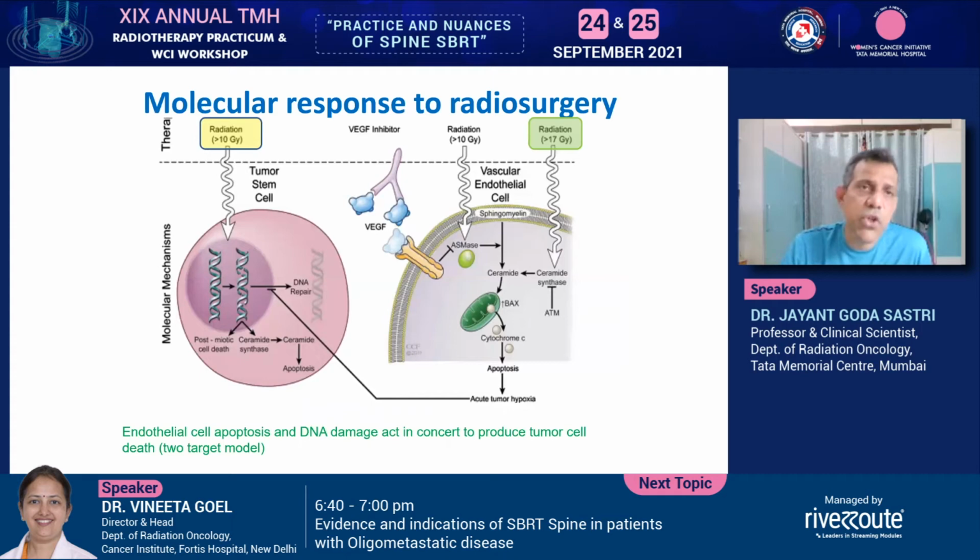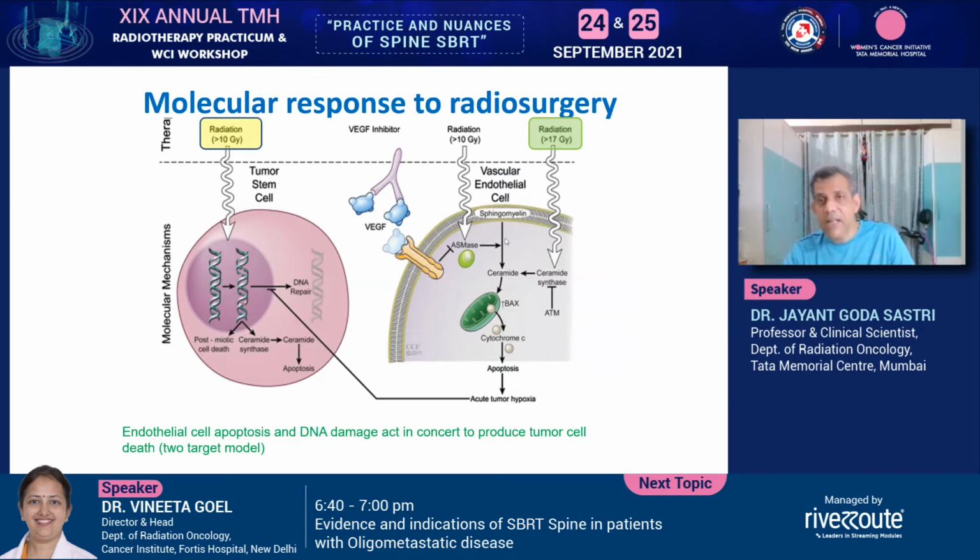So this is a cartoon which shows the molecular response to radiosurgery. On the left-hand side panel is the tumor stem cells. When we are giving radiation doses beyond 10 gray, there is a double-stranded DNA break, resulting in post-mitotic cell death, or also increased ceramide synthetase enzyme, leading to increased production of ceramide, which leads to apoptosis.